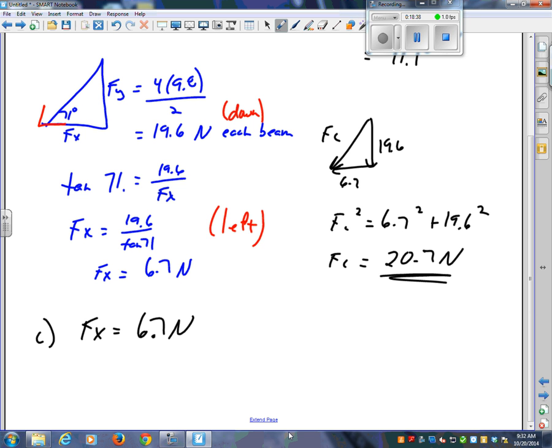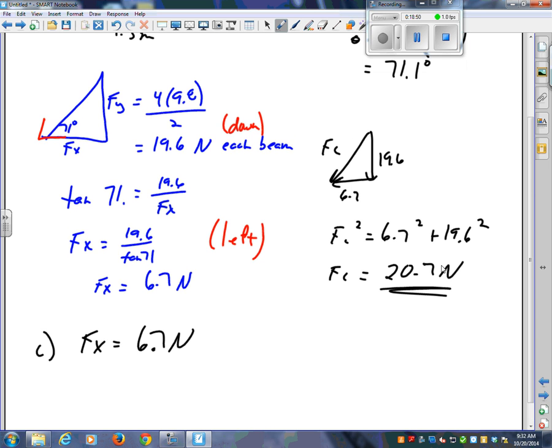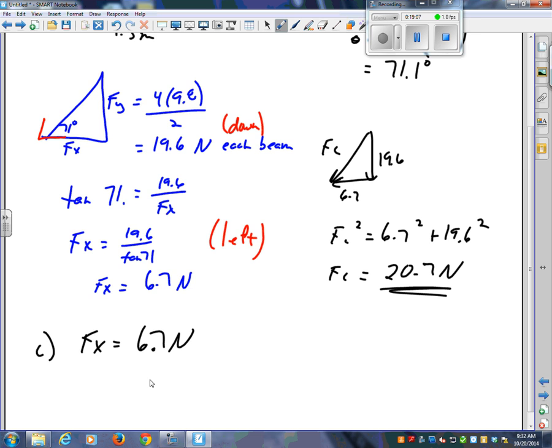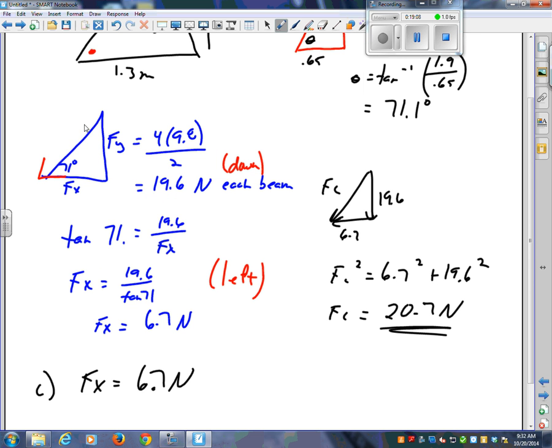Now, how come I solved it in B and then just wrote it down in C? Is there an alternate way that we could have gotten this 20.7? Yeah, absolutely. Because I've got this 19.6 here, and I've got the angle. Instead of solving for Fx, couldn't I have solved for the hypotenuse? Absolutely. So I didn't really need to do this step, did I? But I would have had to do it in part C. I could have solved for the hypotenuse here.